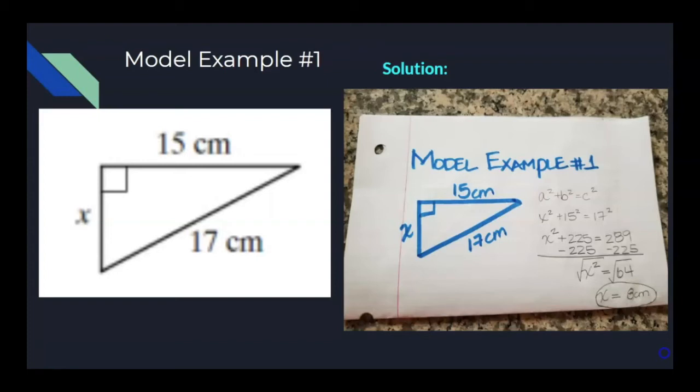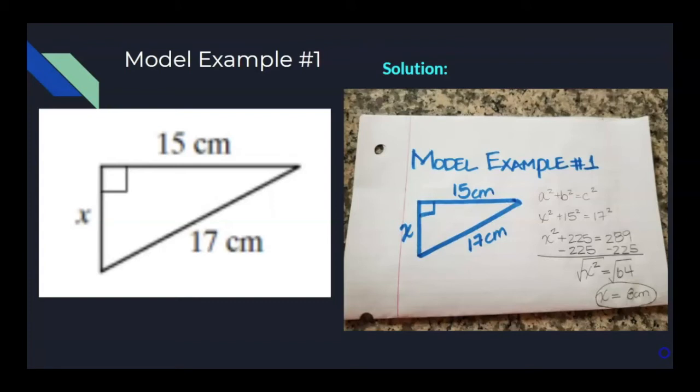After plugging in those values, my next step would be to square those values. 15 squared is 225. 17 squared is 289. Because I want to get x by itself, I must move the 225 to the other side by doing the opposite operation, subtraction. Then I would get x squared equals 64. Remember, my last step is to get rid of that square by doing the square root. That's the opposite. So x is equal to 8 centimeters.